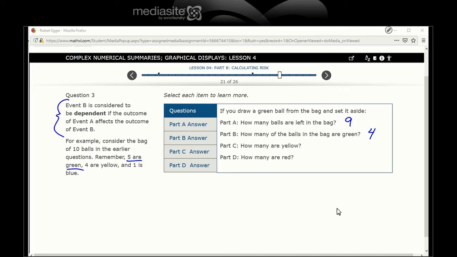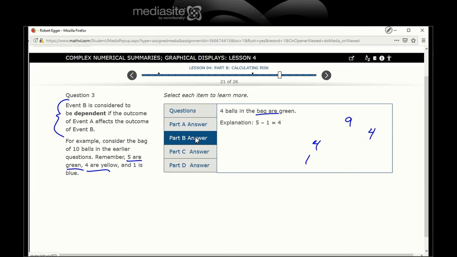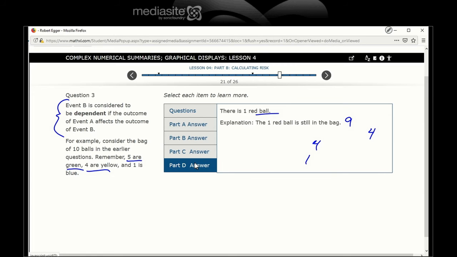How many are yellow? Remember, we drew a green ball. So start with 4. I'll still have 4. And I also have 1 red. Nine, 4, still 4, and 1.